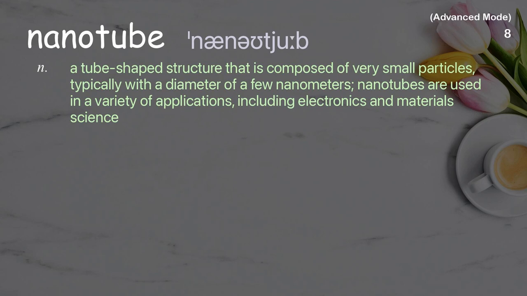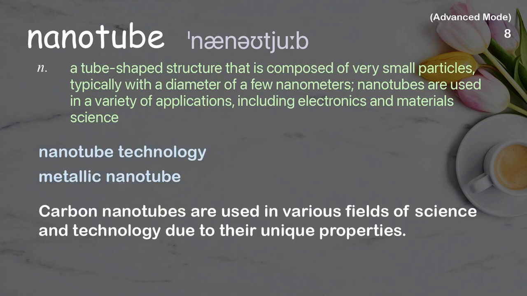Nanotube. A tube-shaped structure that is composed of very small particles, typically with a diameter of a few nanometers. Nanotubes are used in a variety of applications, including electronics and materials science. Examples: Nanotube technology. Metallic nanotube. Carbon nanotubes are used in various fields of science and technology due to their unique properties.